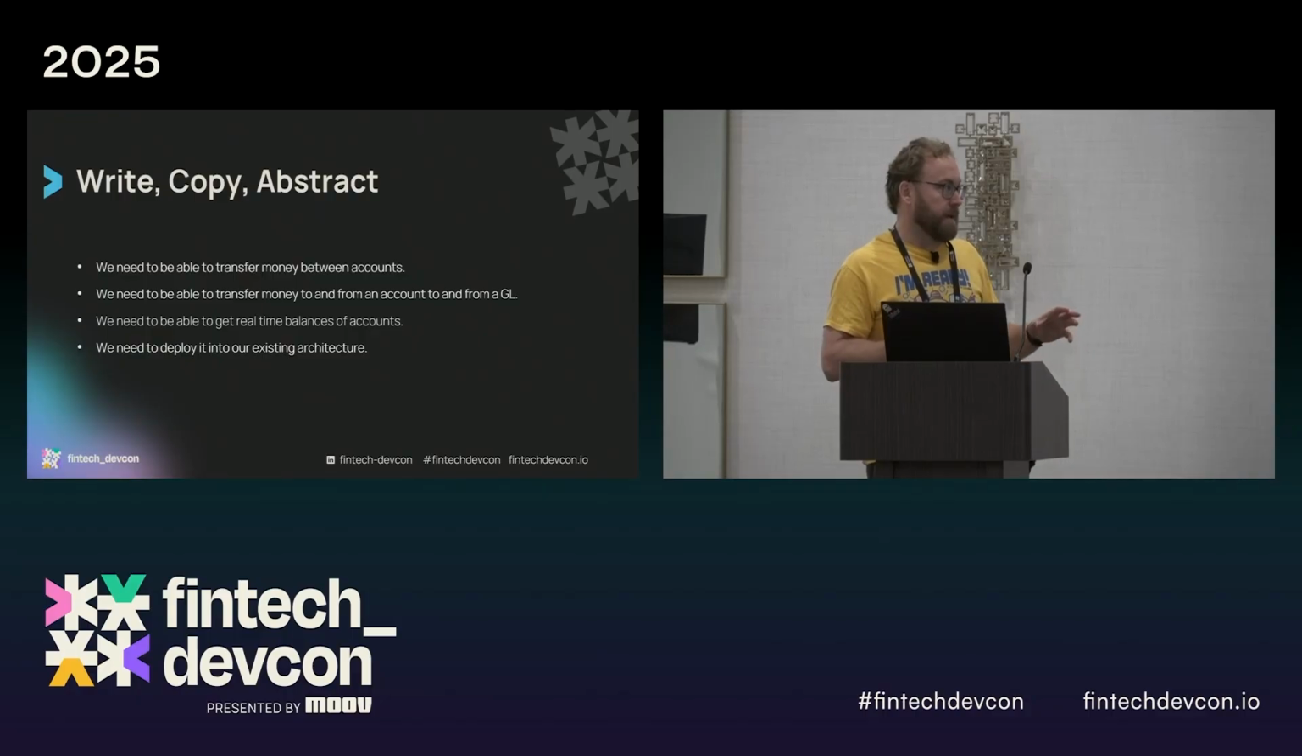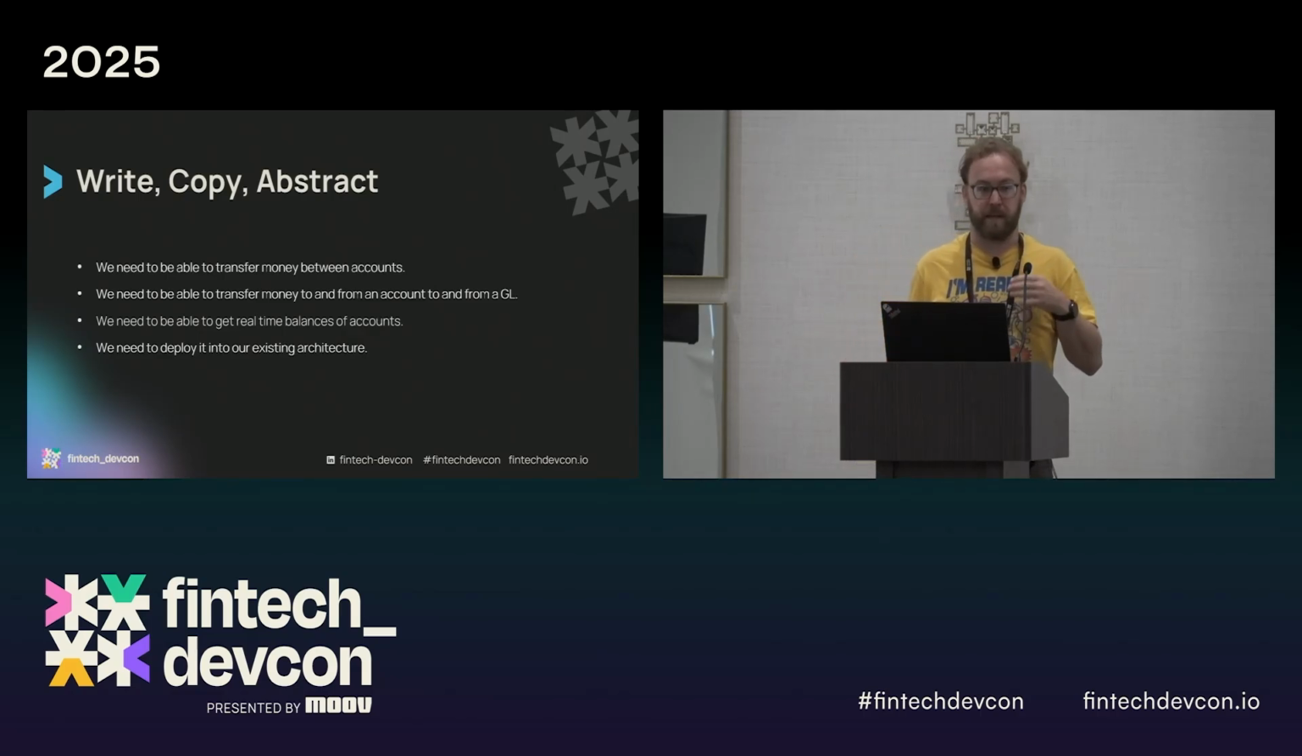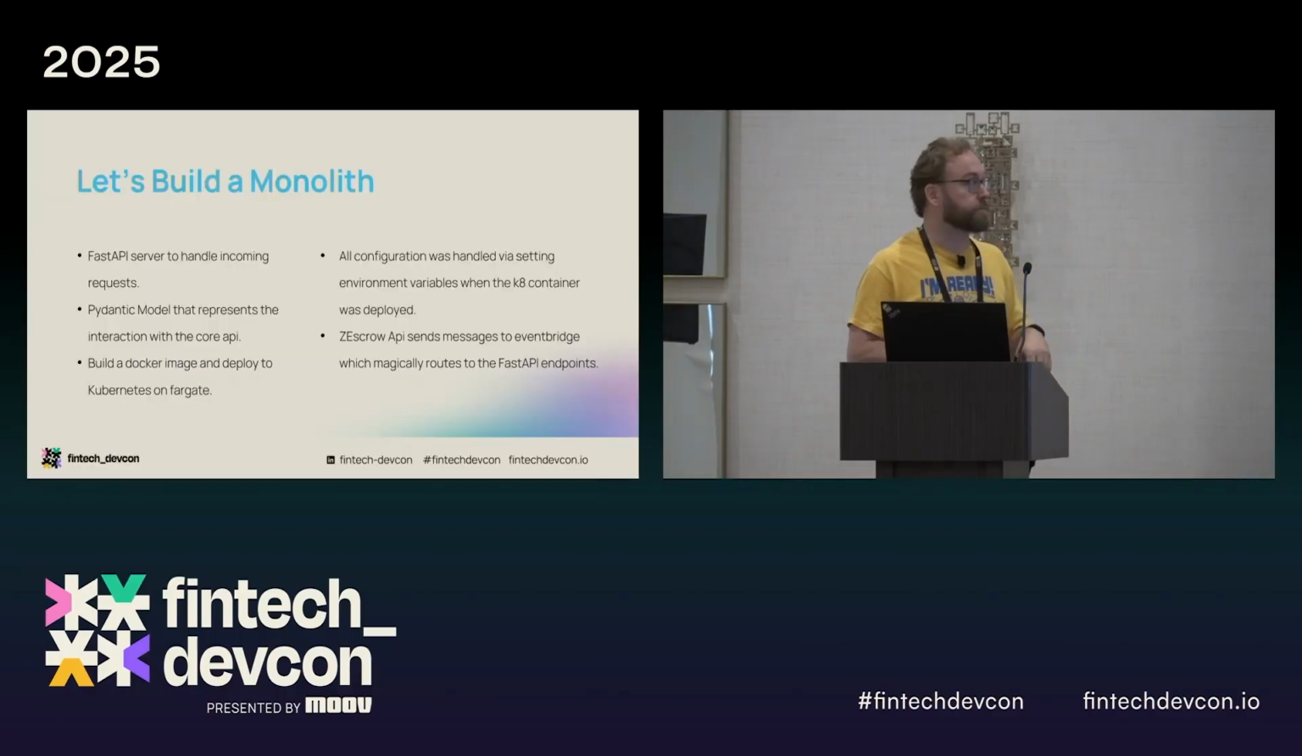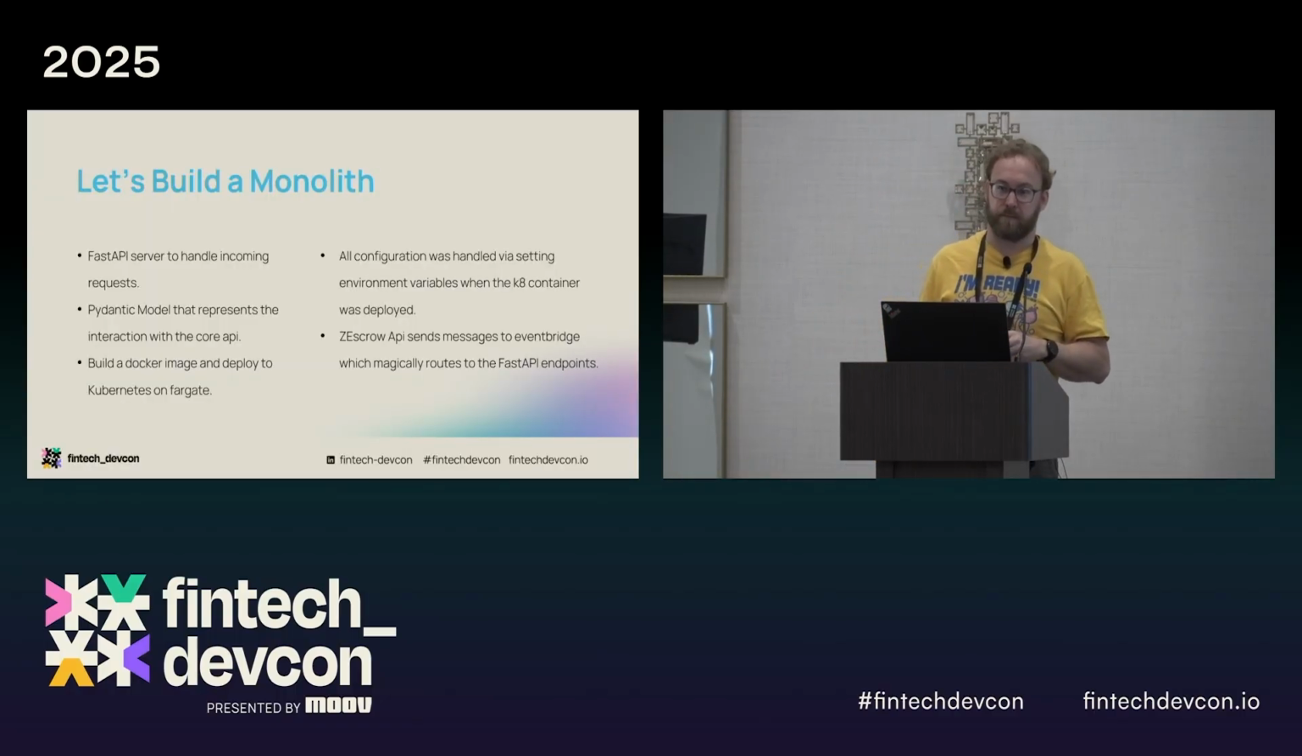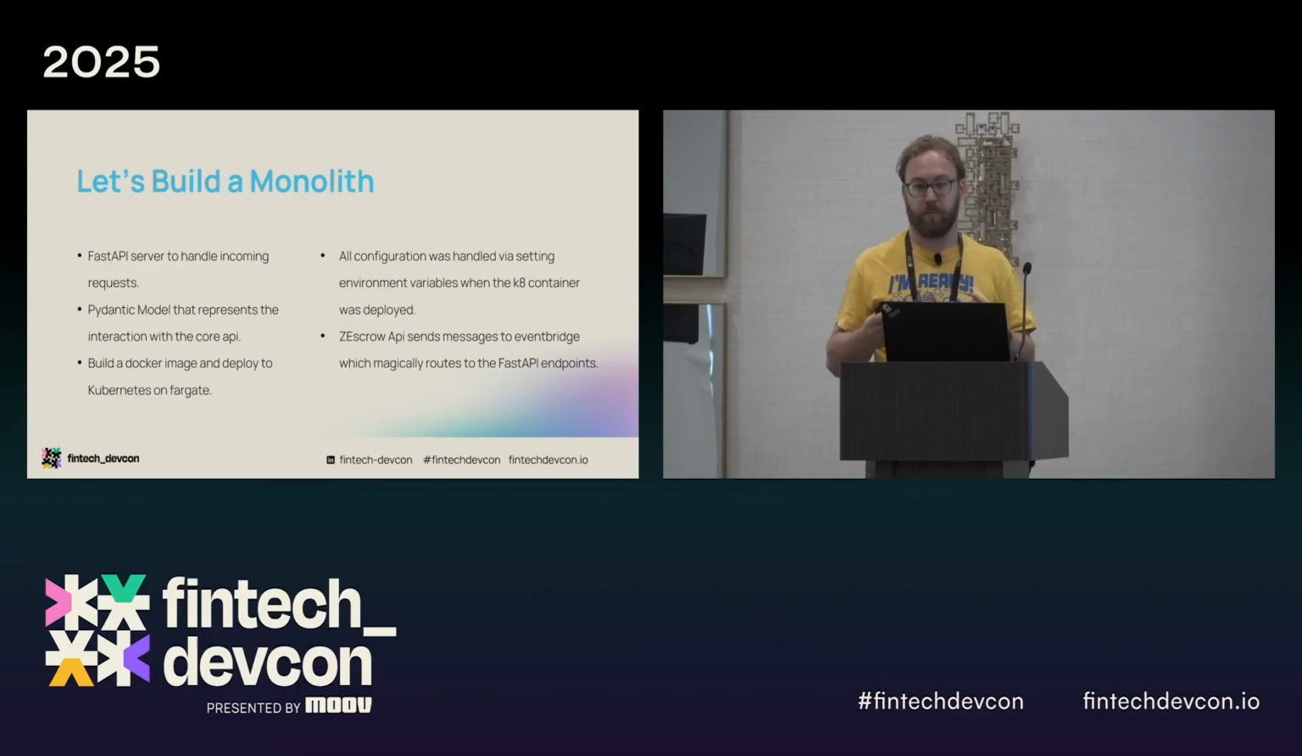And then the final design constraint is that we needed it to be able to work in our existing structure. So we built a monolith, right? That's the fastest way to get your code up and running and working, and then you can actually test against it.